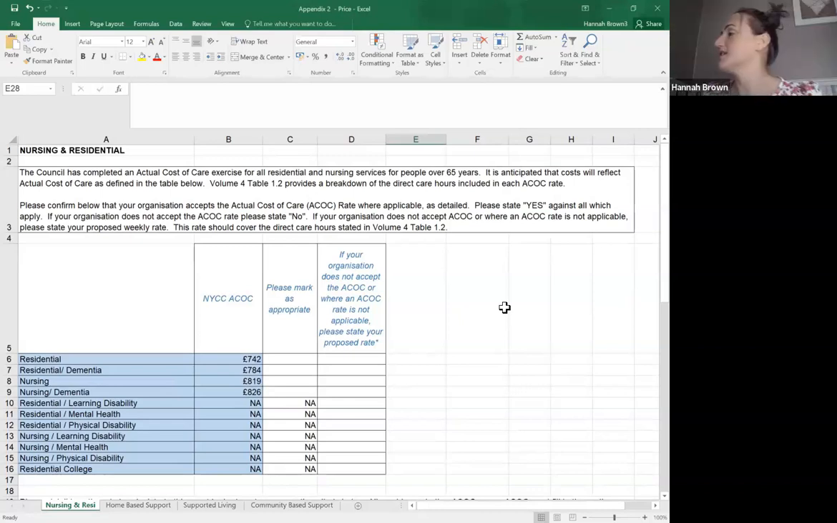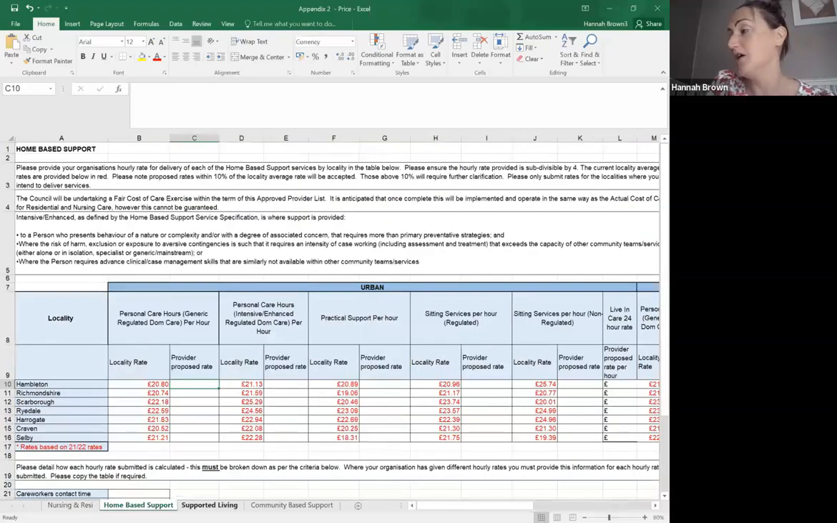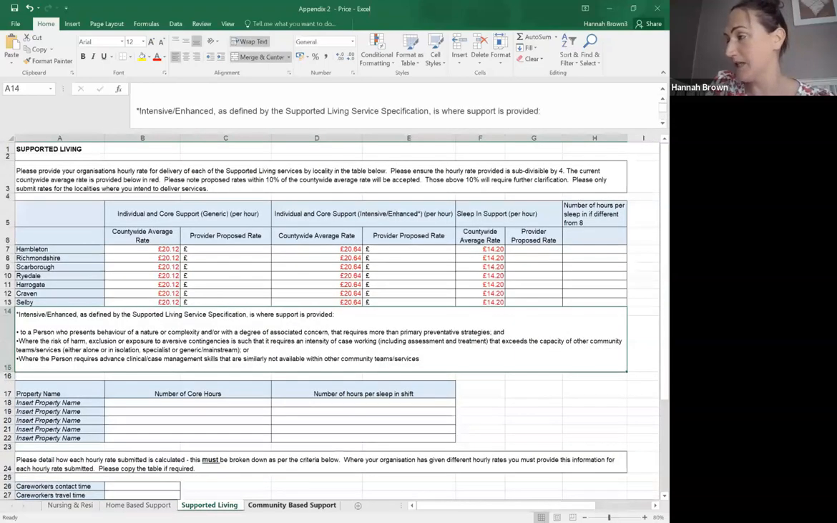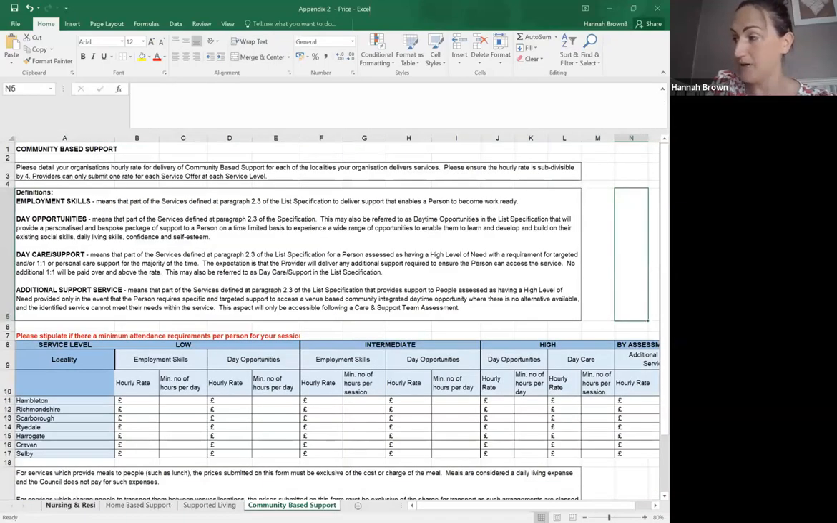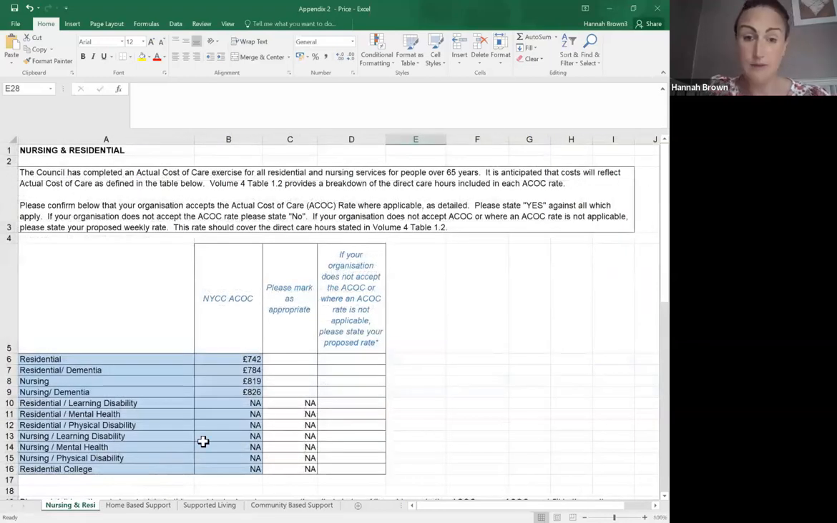It's fine. Perfect. Okay. So as I say, volume 4 acts a bit like your guidance document for your pricing submission, and then the actual submission itself is appendix 2, which is this spreadsheet here. It's one spreadsheet and it has 4 tabs at the bottom. So you'll see the tabs here for the 4 different lists: nursing and residential, home-based support, supported living, and community-based support services. So I'll just start with the nursing and residential services.